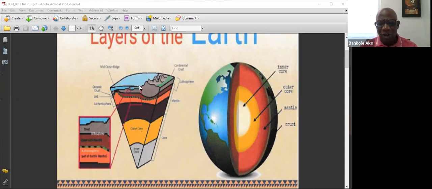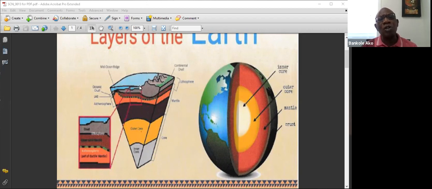The crust itself is also divided into two. We have what we refer to as the continental crust, as well as the oceanic crust. The continental crust is made up mainly of silicon and aluminum, which we refer to in geological jargon as acidic.